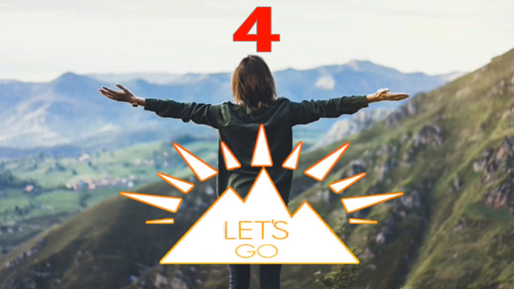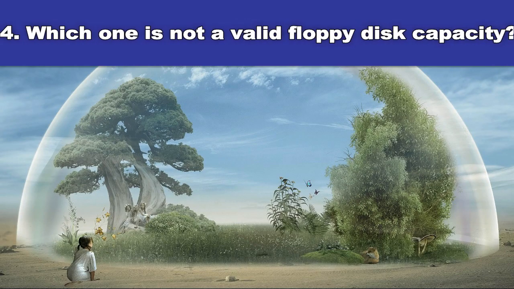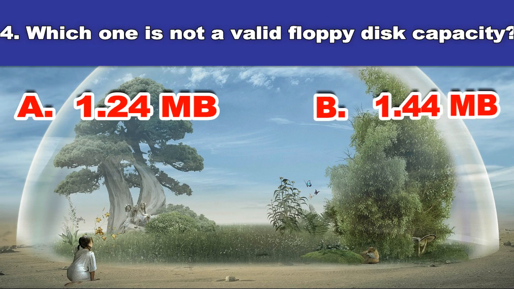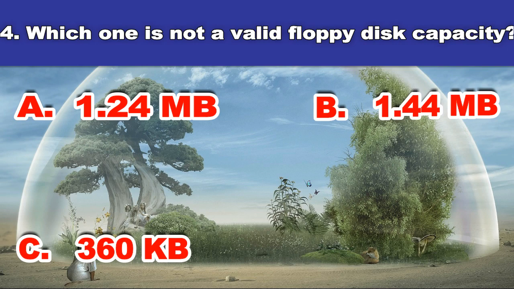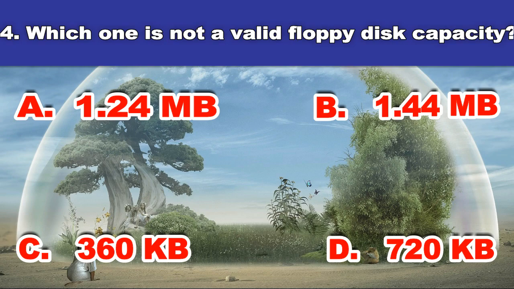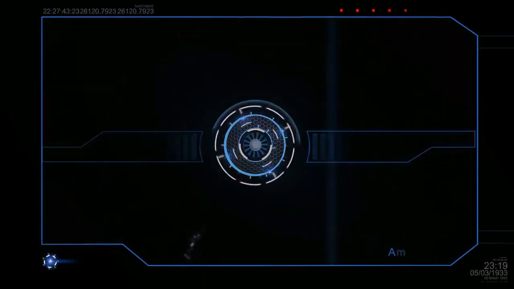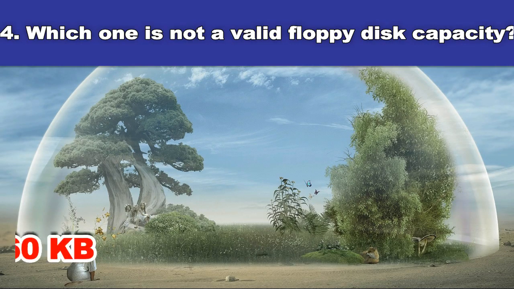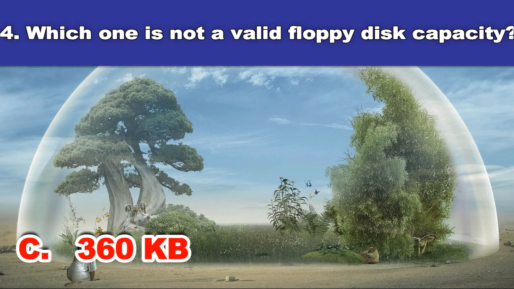Fourth question. Which one is not a valid floppy disk capacity? A. 1.24 megabytes, B. 1.44 megabytes, C. 360 kilobytes, D. 720 kilobytes. And the answer is 360 kilobytes.